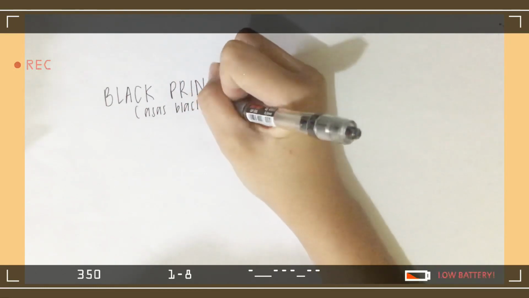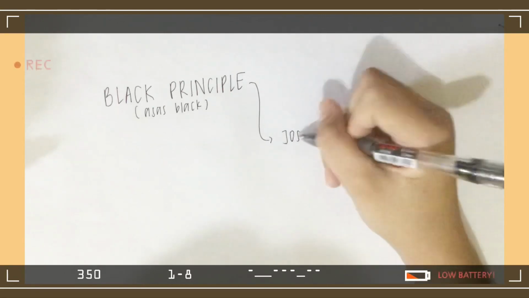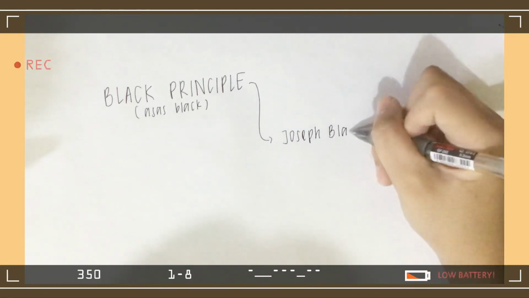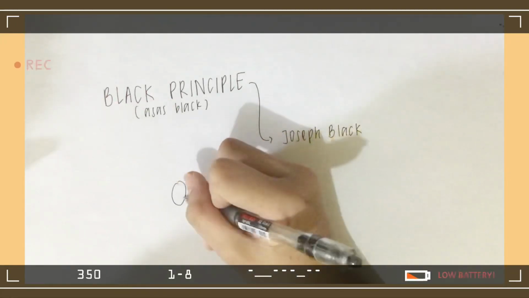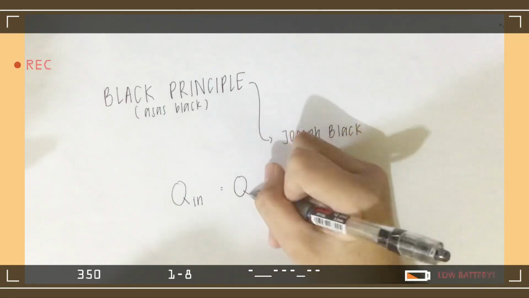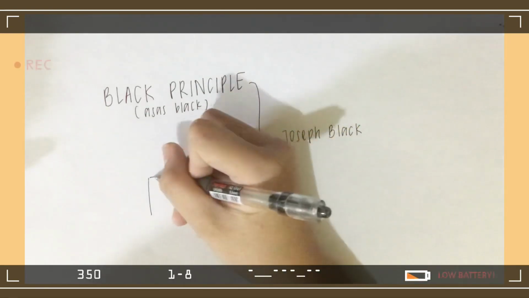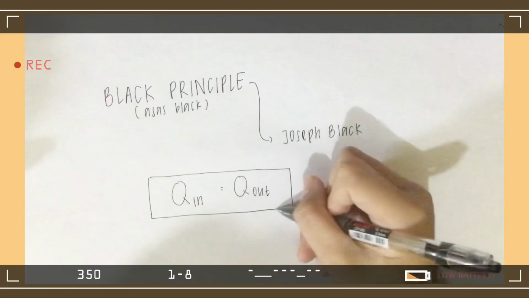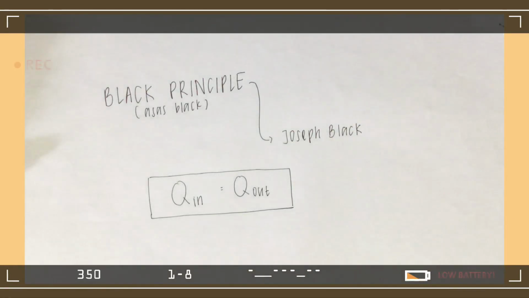Black's principle was expressed by Joseph Black. This principle says that when mixing two substances, the amount of heat released by the higher temperature substance is equal to the amount of heat received by the lower temperature substance. So, Q release is equal to Q receive, or Q in is equal to Q out.